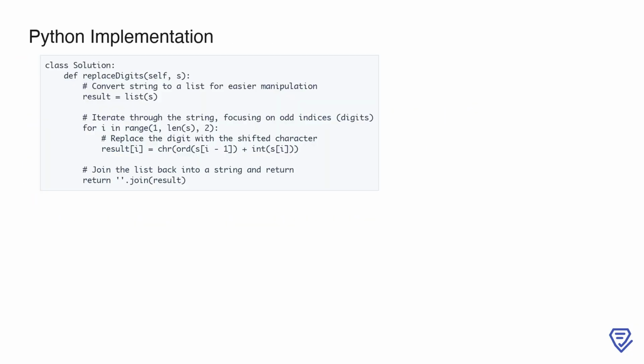This Python implementation solves LeetCode problem 1844, Replace All Digits with Characters. The goal is to transform a string where digits at odd indices represent the number of shifts to apply to the preceding letter. The solution involves iterating through the string, replacing digits with their corresponding shifted characters, and constructing the final transformed string.